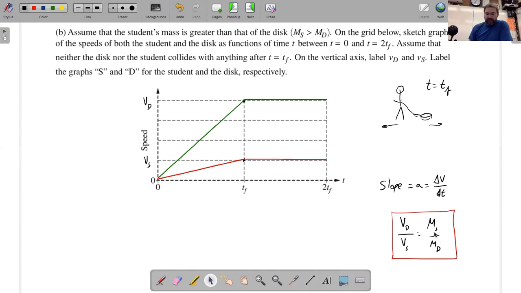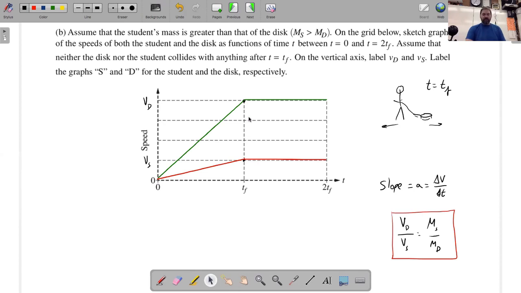So because the speed of the student doesn't change after the interaction and it's on a frictionless surface, the speed of the student is constant from time t sub f to time 2t sub f, and the speed of the disk is constant from time t sub f to 2t sub f. It doesn't matter where these are on the vertical axis. They don't have to come up to here. You can make the disk come up to here and then go straight across if you want.